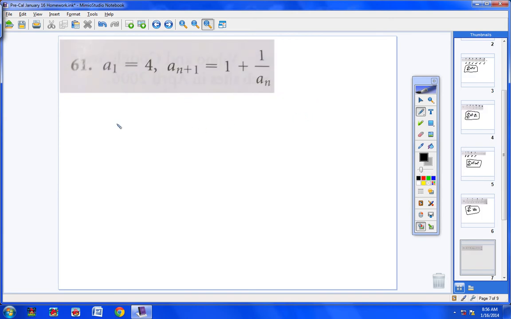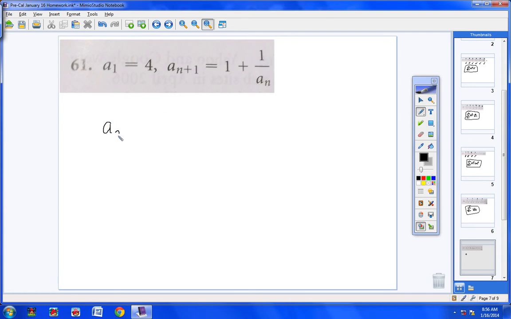In the book, the directions for 61 through 65 say, find the first 4 terms of the recursively defined sequence, the first 4. So they give you the first term, and we have to find 3 more. Now, don't just assume, oh, I'm going to put the first term in and get out. Be careful. Always use the formula first and make sure you're doing it right, okay?